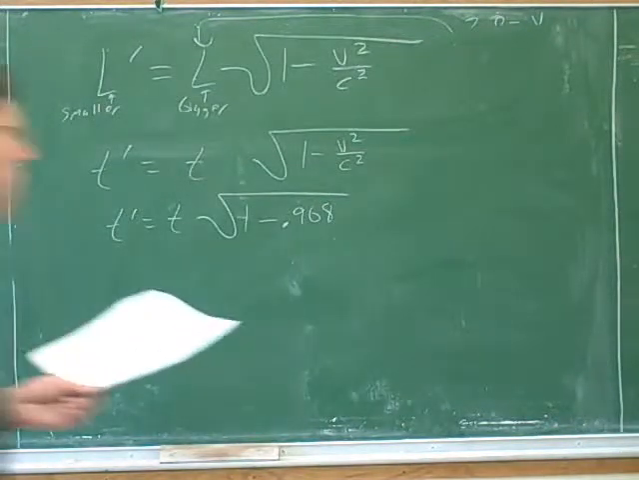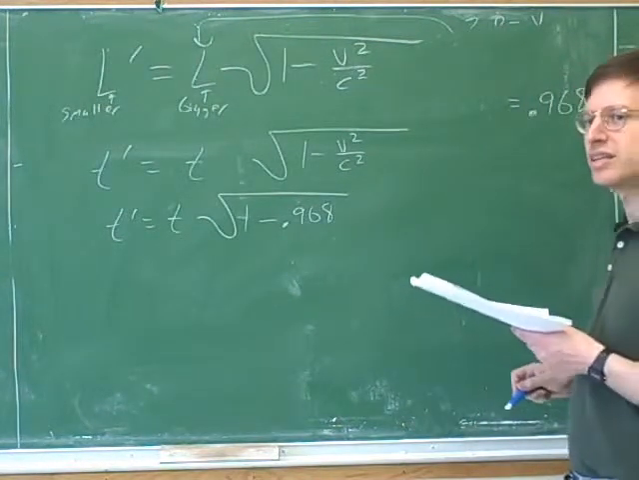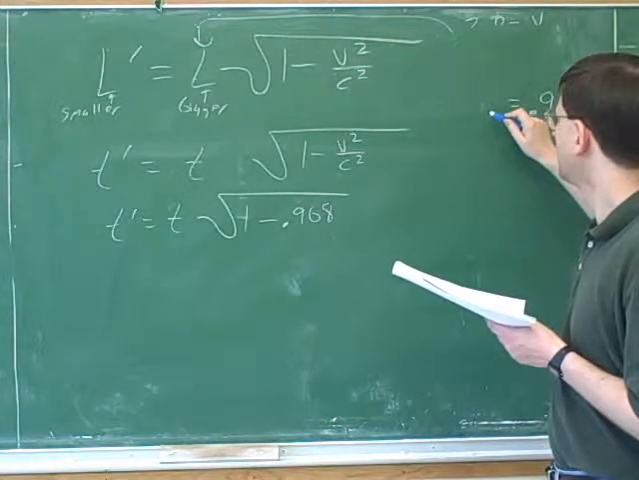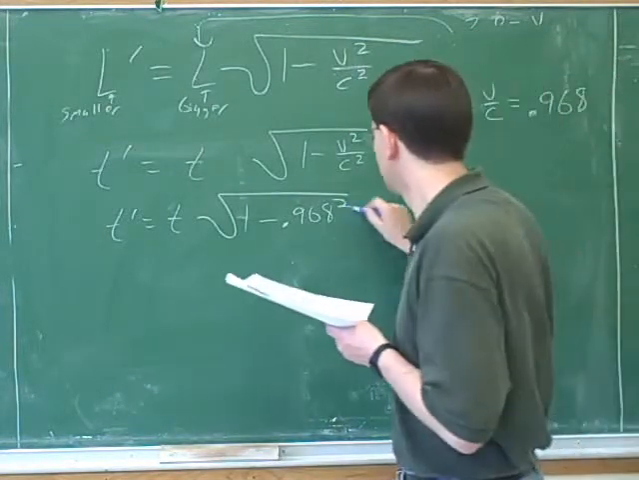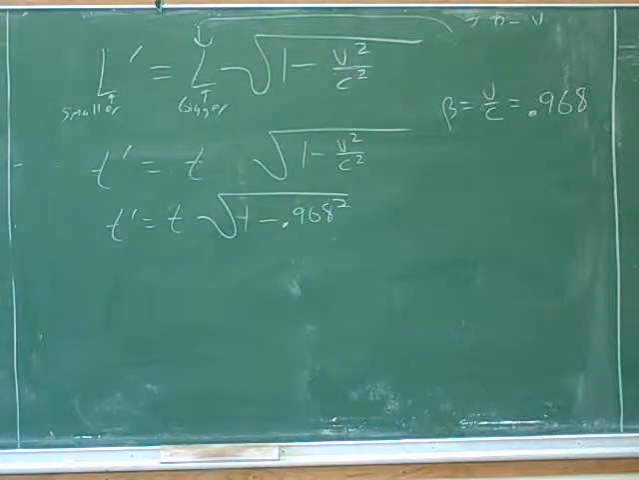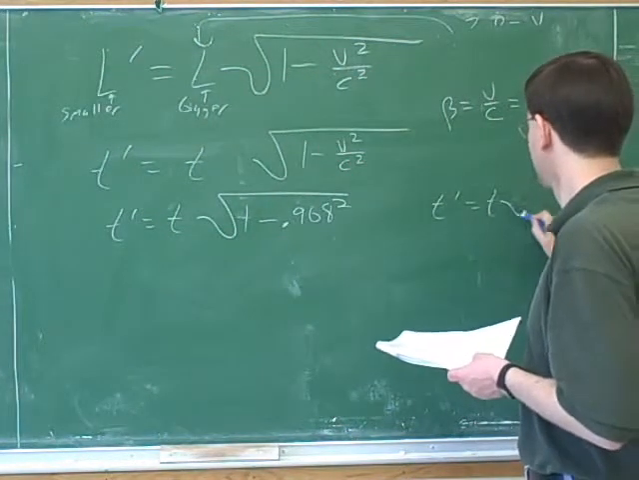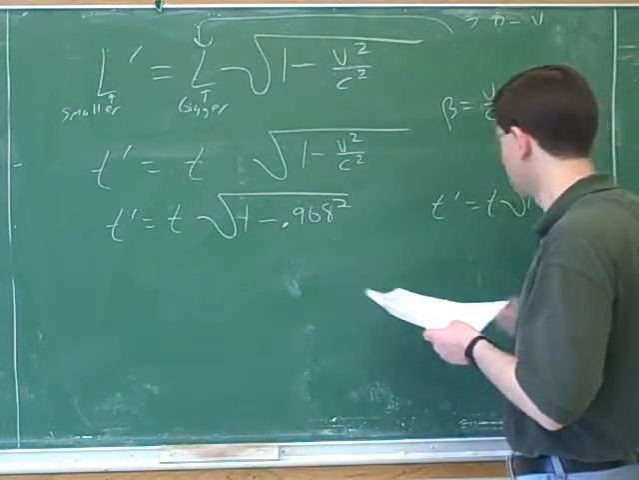Where'd you get the 0.968 from? That's the answer to it. What does the 0.968 represent? That's what v over c is. So if you do 0.968 squared, so you have 1 minus that, and then the square root of that.